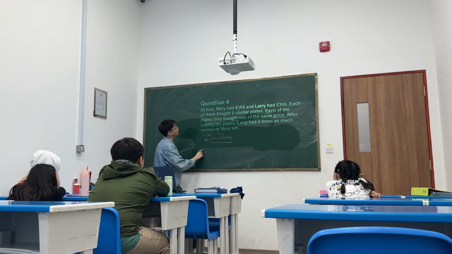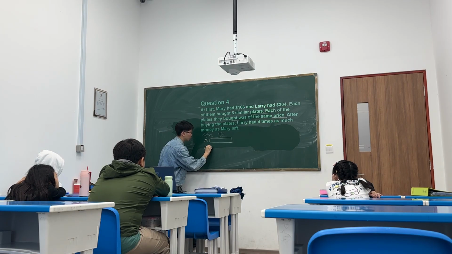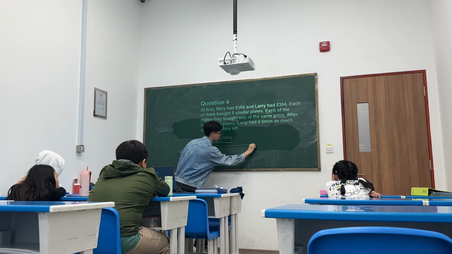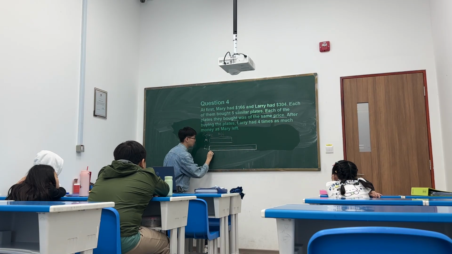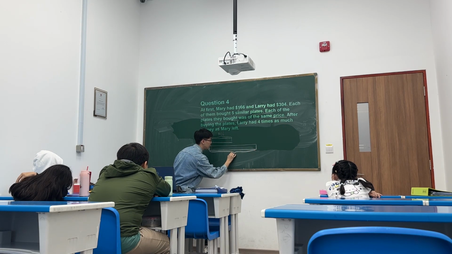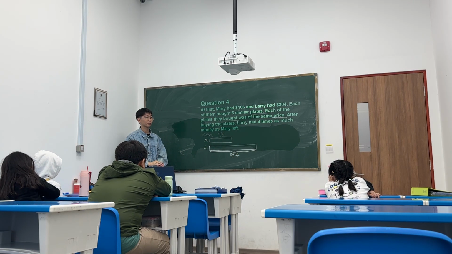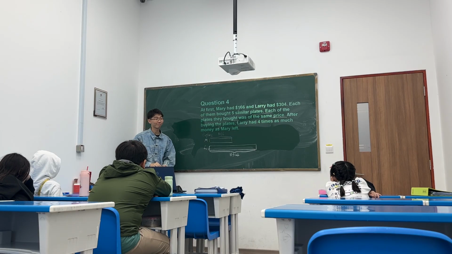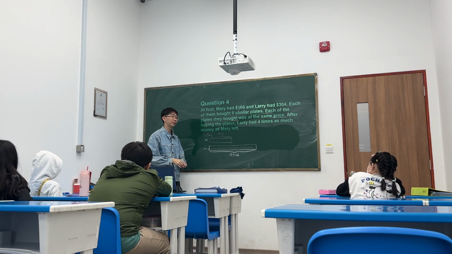Then for Larry will have $304. Oh, let me draw a longer bar. This total money is 304. Then what happened, Bernice? They bought what? They bought 5 similar plates.